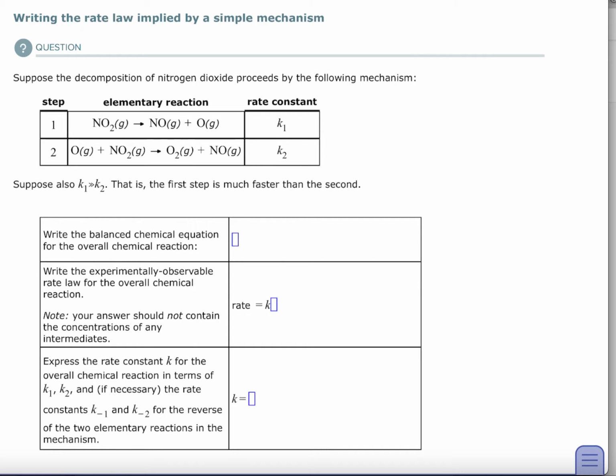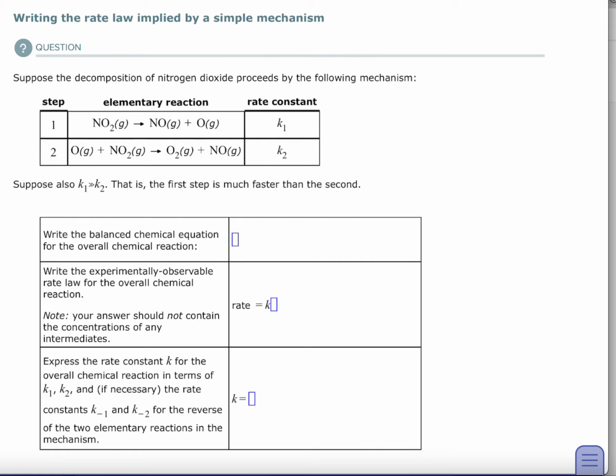Now, if step one is slow, because it tells you there which one is fast and which one is slow, then this is the easiest problem in the world, because all you do is that the rate in that second question is just going to be equal to the rate of your slow step, which in this case is going to be k times the concentration of NO2. And then your k, the third question, would just be k equals k1. Okay, because it's going to be equal to that first reaction. That would be no problem. I hope you get that kind of question.